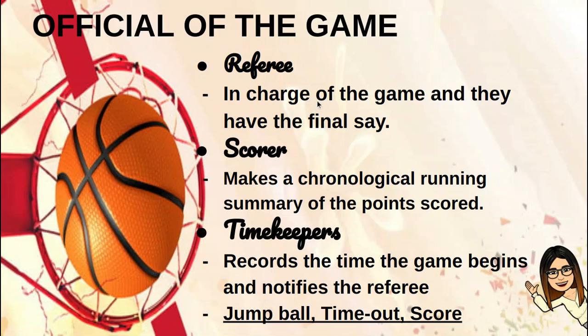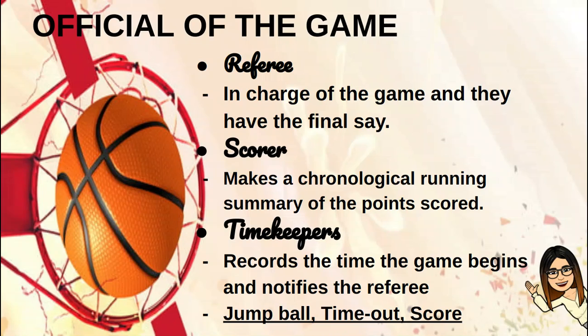Okay, now for the scorer. The referee will say score, and they will just give a signal to the scorer. The scorer, class, makes a chronological running summary of the points. When I say chronological, it means sequence. Example: team A receives 2 points, then after that, 2 points again. So 2 plus 2 is 4. So sequence, chronological order. Okay, so there should be a summary of the points.